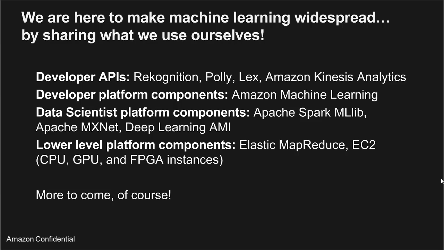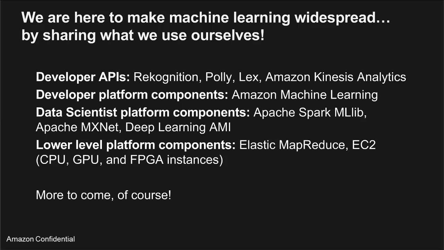In addition to that, we also have data scientist platform components which enable you to use your data science resources and your more technical resources in order to get a high level of machine learning results based on the data and the expertise that you have. We have Apache Spark MLlib in the Elastic EMR product. We also have MXNet and a deep learning Amazon Machine Image that can be used in EC2 in order to solve truly hard machine learning problems.